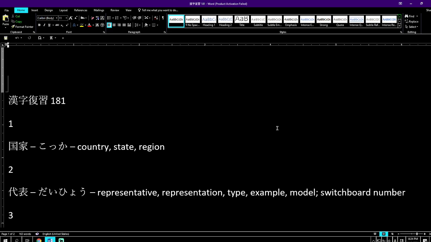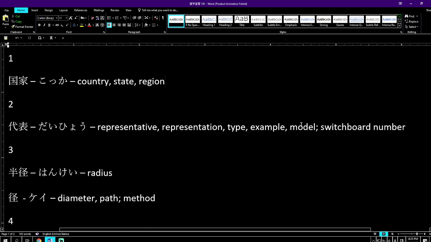Kokka is a country, state, or region. Kokka, a country, state, or region.